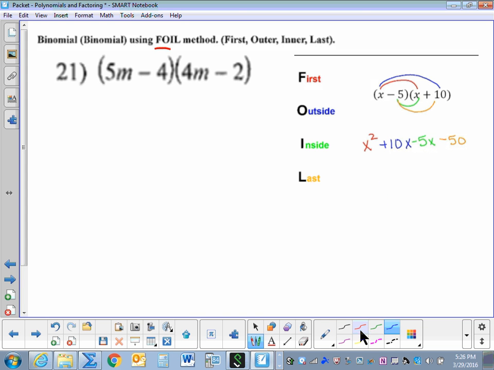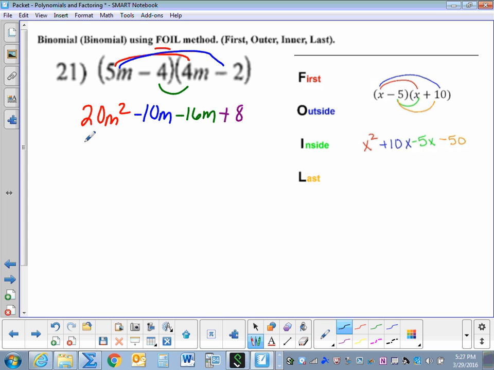So we're going to multiply the first terms. 5m times 4m is 20m squared. Now we're going to multiply the outside terms, 5m and negative 2, which is negative 10m. And now we're going to multiply the inside terms, which is minus 16m. And the last terms, which is negative 4 and 2, which is negative 8. And now I'll combine like terms.